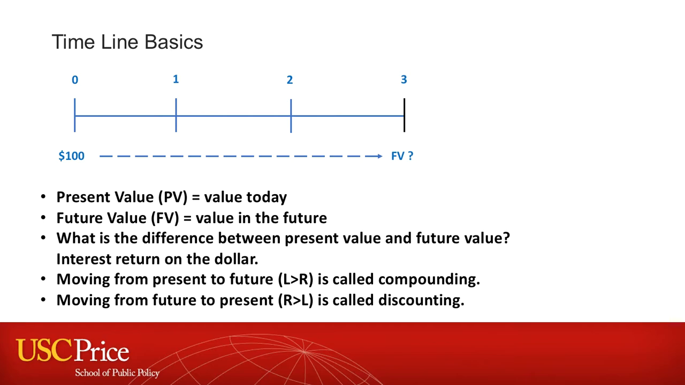So when we move from the present value, which is the value today, to the value in the future, the difference is going to be the increase in payments that are associated from interest rate payments. And moving from present to future, essentially left to right, is known as compounding. And moving from the future to the present in the opposite direction, from right to left of this diagram, is known as discounting.